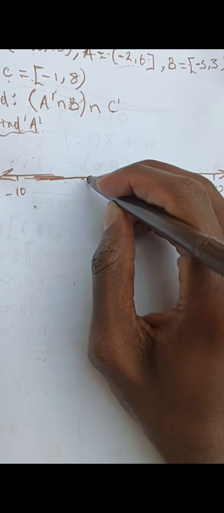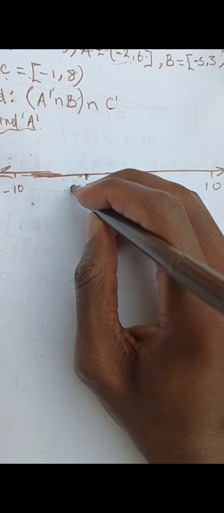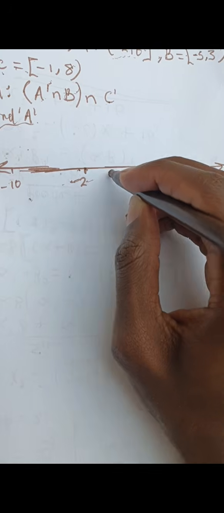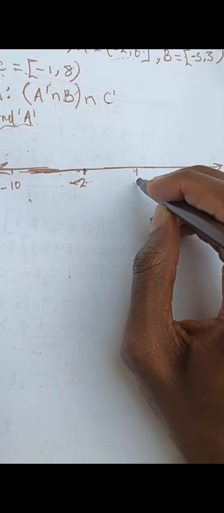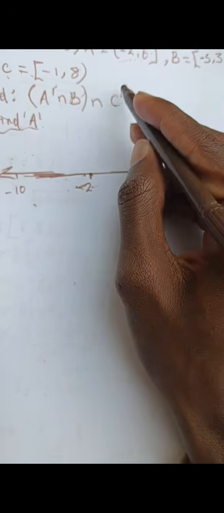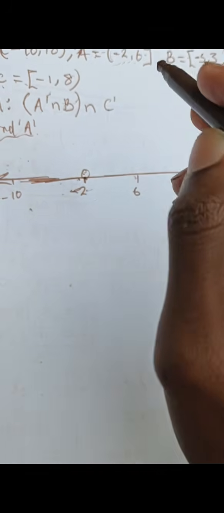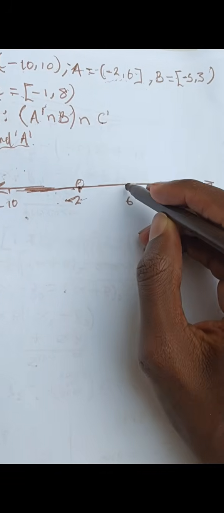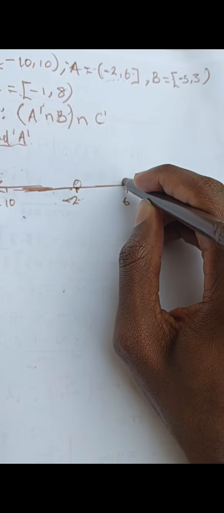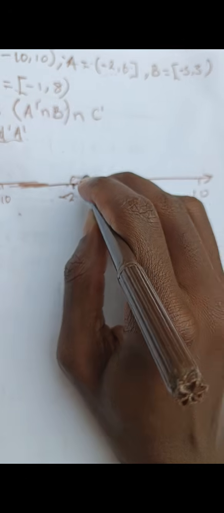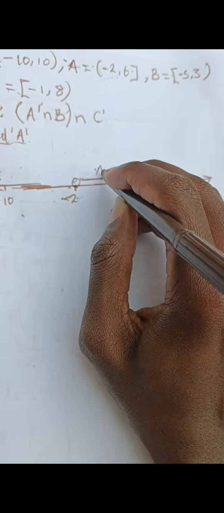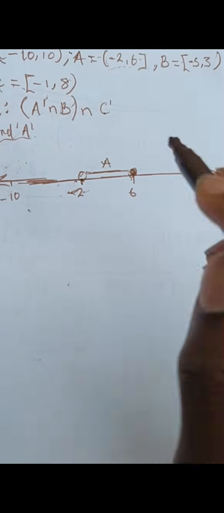Just that this is more accurate. So A is starting from -2 and to 6, right? Since we're having this symbol, I won't shade the bubble. But since we're having this symbol, it means the bubble will have to be shaded. So I've just graphed A, or I've just sketched A.